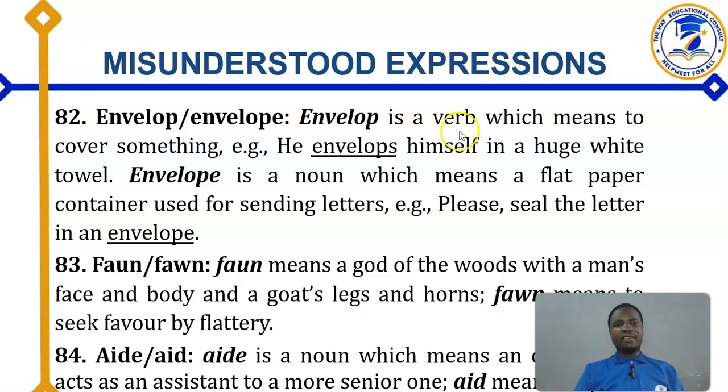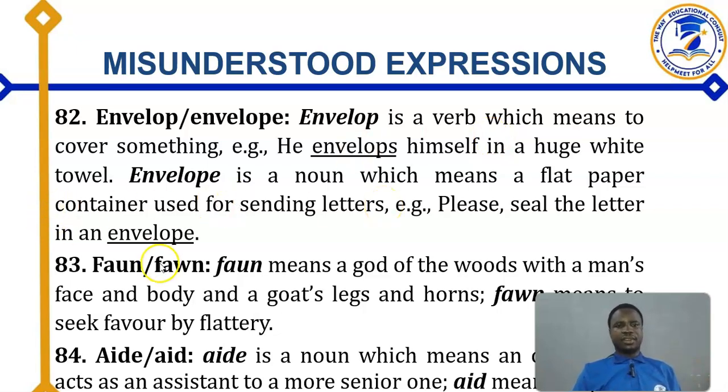But when you have envelope with E after the P, then that one refers to a noun, which means flat paper used for sending letters. That flat paper container where you put your letter into, right? Please see the letter in an envelope. So that is a noun, while the one without E is a verb, which means to cover something.